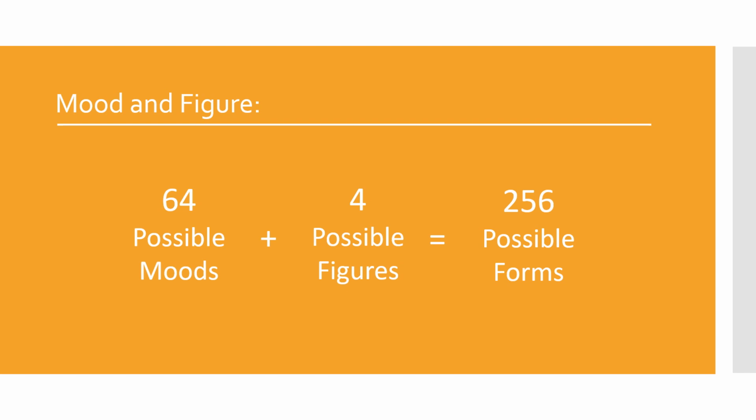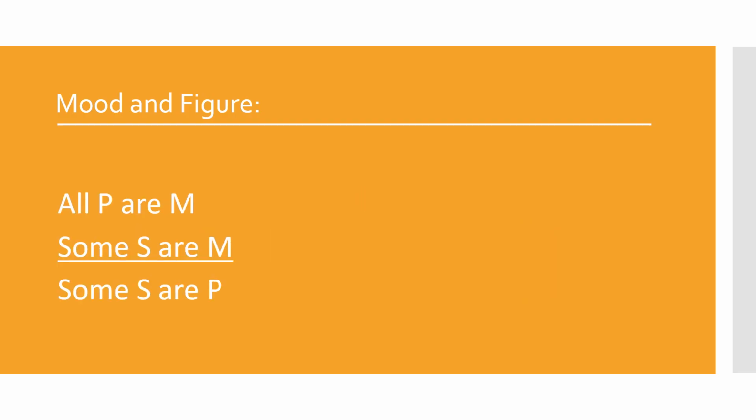Now, mood and figure, if we put this together, there were 64 possible moods and there are 4 possible figures, which means there are 256 possible forms of a standard form categorical syllogism. Now, it turns out that in the vast majority of cases, these are going to be invalid. So let's look at a few examples just to run through and solve for the question of mood and figure. So here's an argument given to you in standard form.